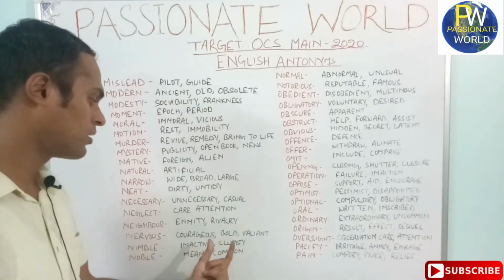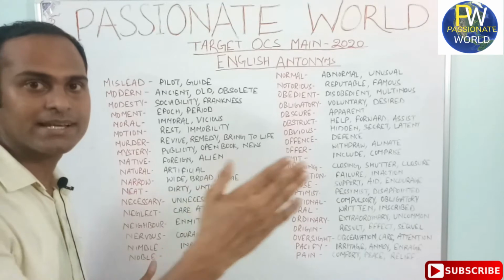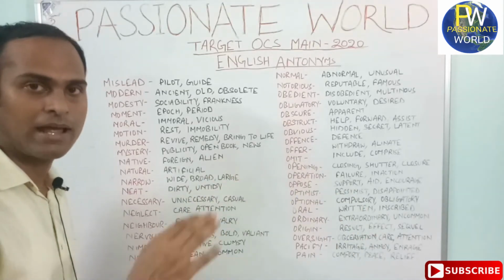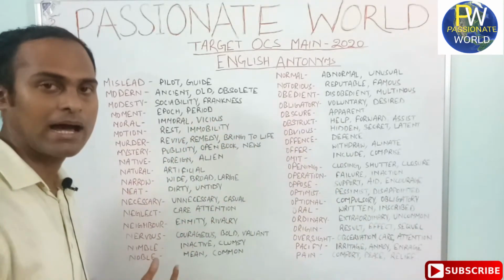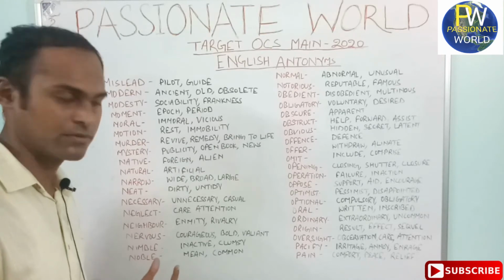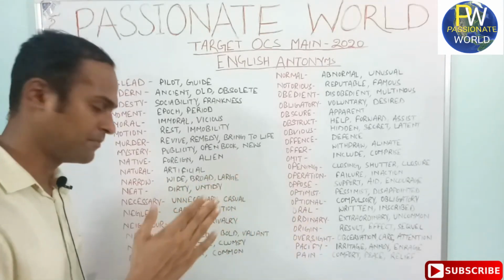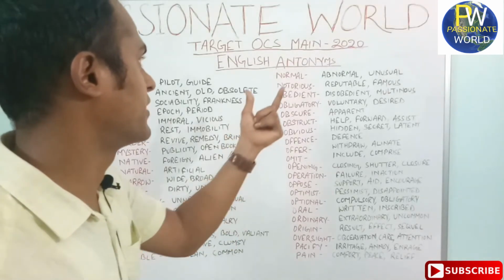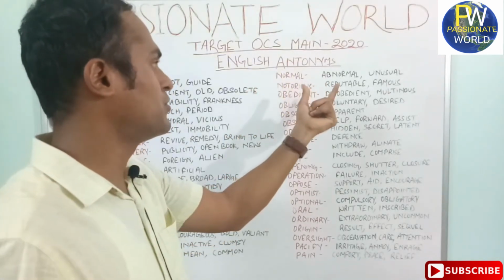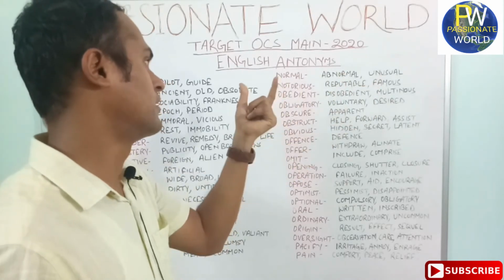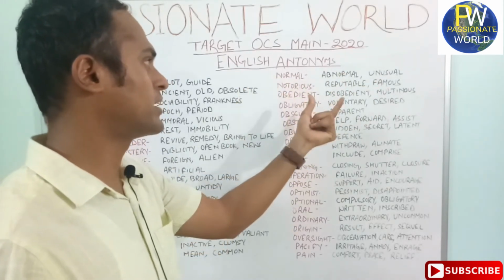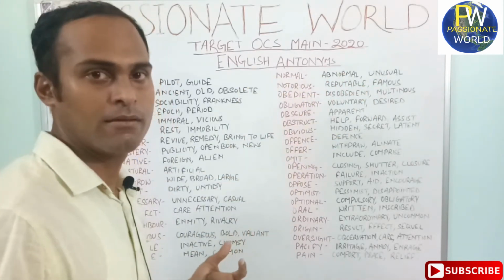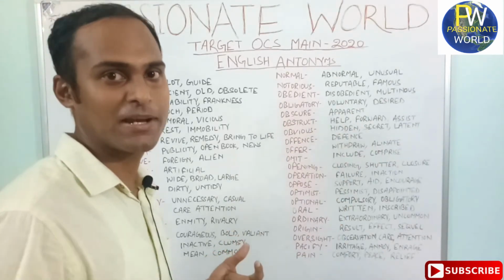Noble, mean or common. We say he is a noble-minded person, and we say that Ram is a noble-minded person or Ravana is a mean-minded person. We say it in that particular way. Normal, abnormal or unusual. Notorious, reputable or famous. Gabbar Singh is a notorious criminal.